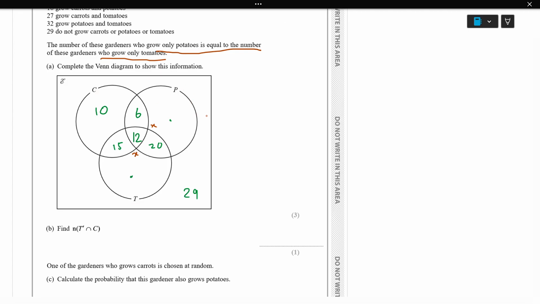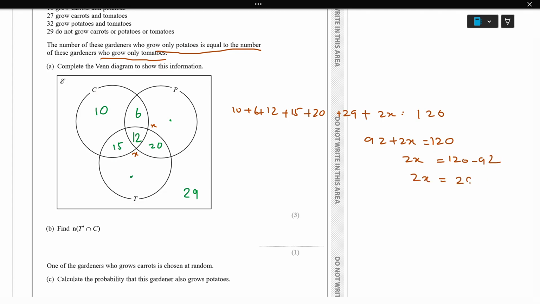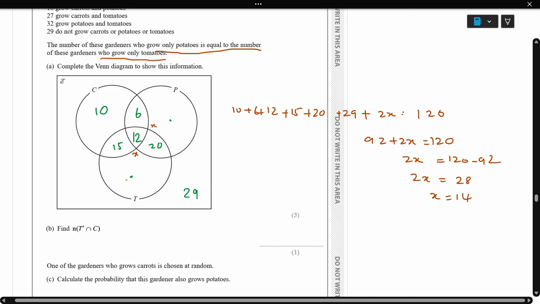So 10 plus 6 plus 12 plus 15 plus 20 plus 29 plus 2x equals 120. When we add up all, we get 92 plus 2x equals 120. 2x equals 120 minus 92, 2x equals 28, so x equals 14. So here is 14 now, and here also is going to be 14. So we filled everything now.